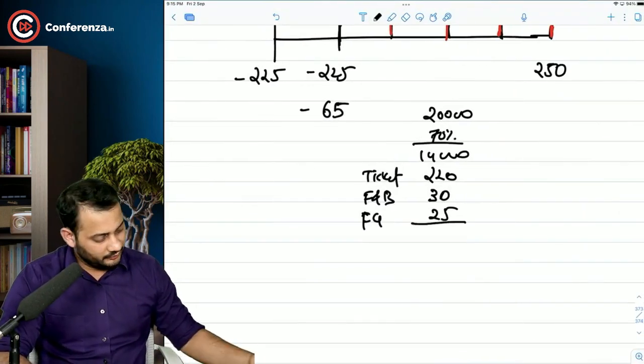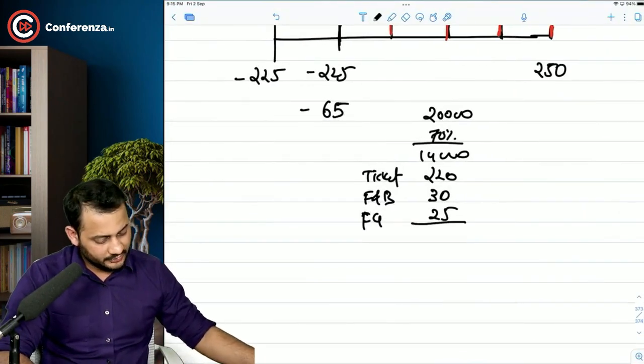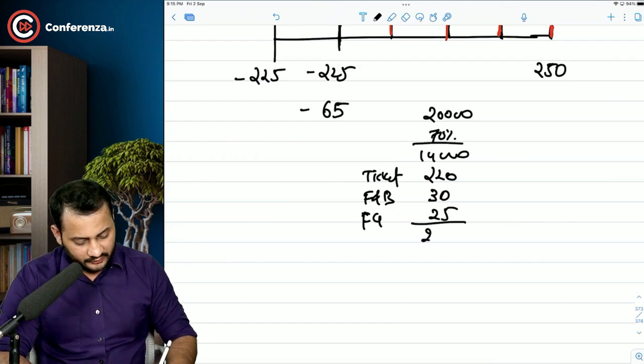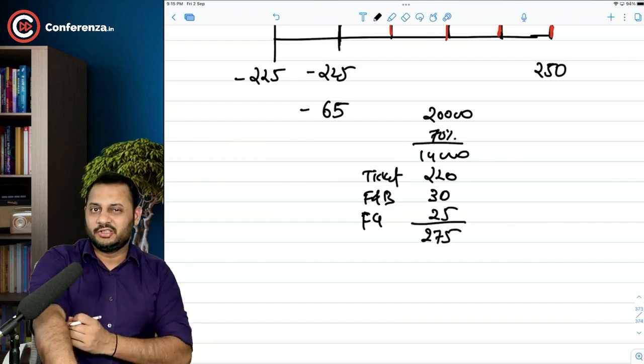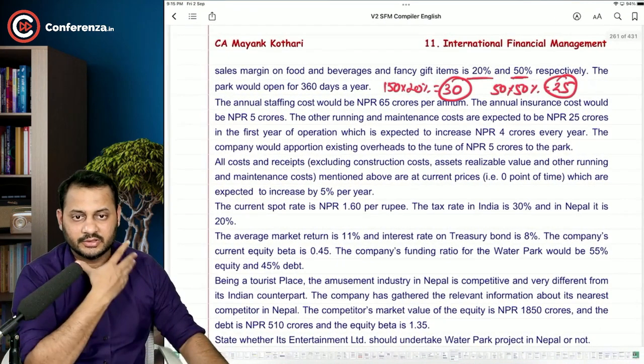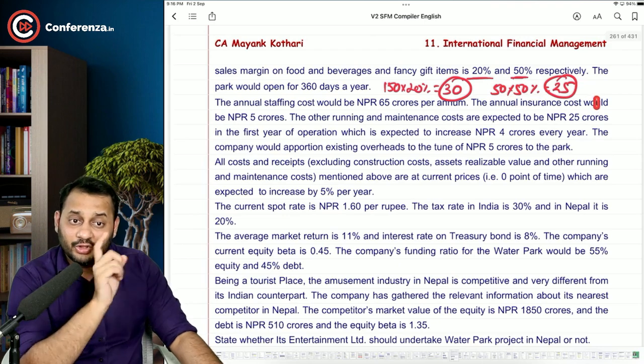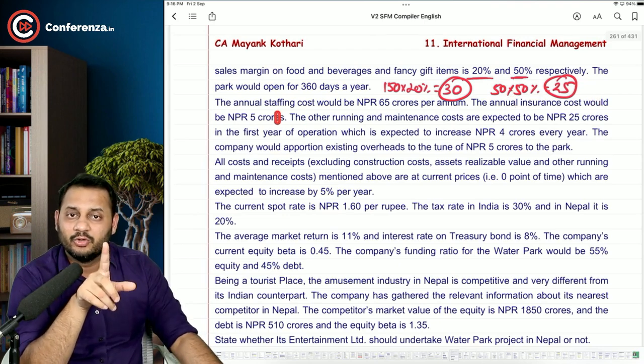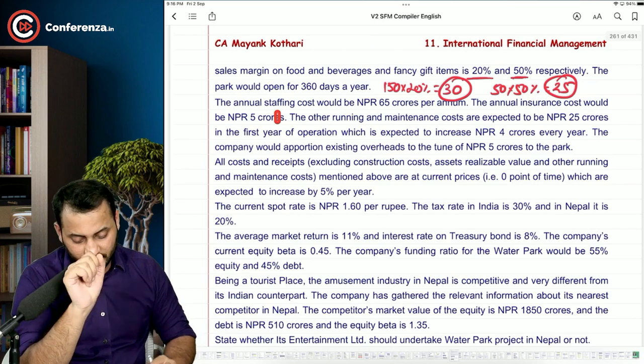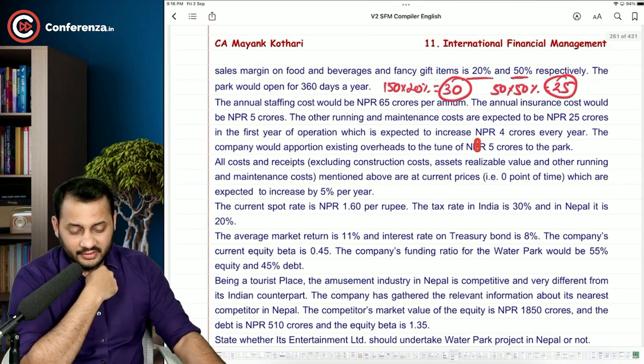So total will be 220 plus 30 plus 25 if there is no inflation included in this. Let's see what happens. Now the annual staffing cost would be 65 crore per annum. The annual insurance cost would be Nepali rupee 5 crore. Okay. Other running and maintenance.